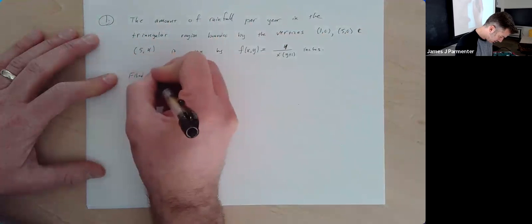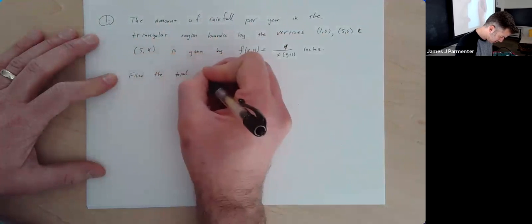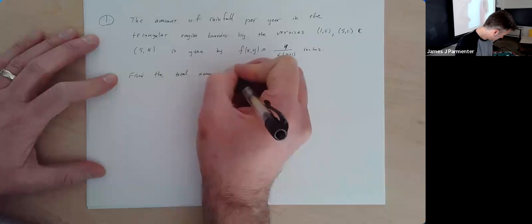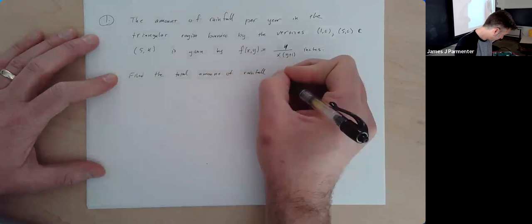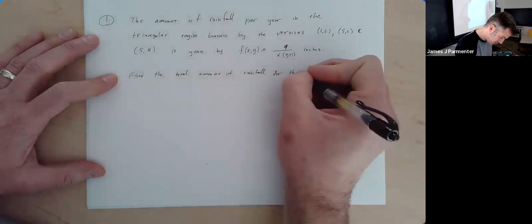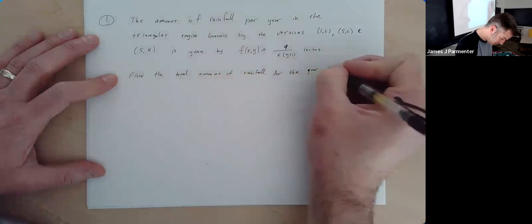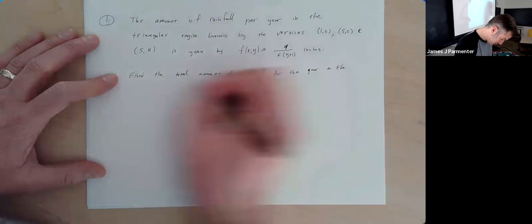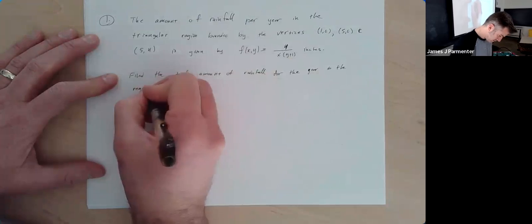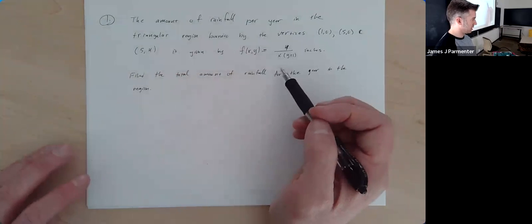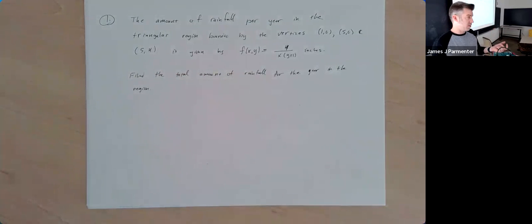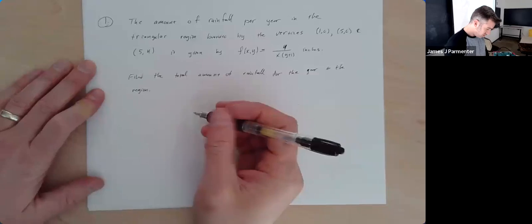Find the total amount of rainfall for the year in the region. So again, this function is telling you how much rain is falling at a particular point, and we want to find what the total amount of rain that's falling over the entire region. Okay, so we need to draw the region.